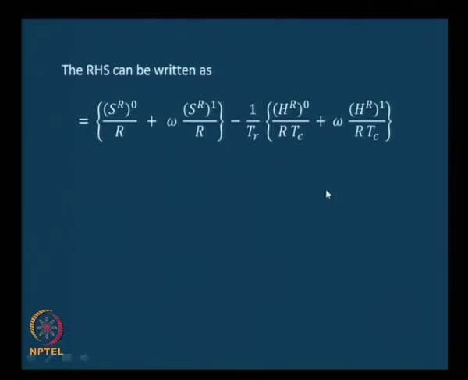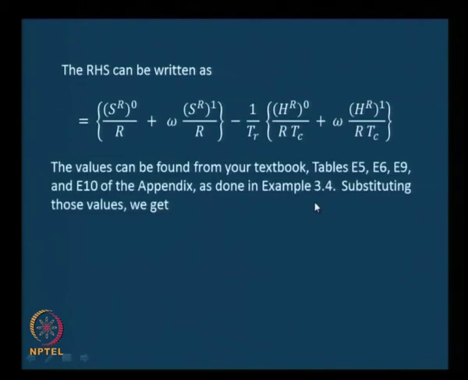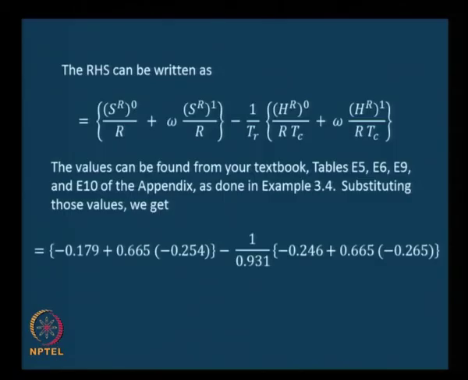Now we can take these values from the tables available in the appendix. These are tables E5, E6, E9 and E10 of appendix E from your textbook Smith, Van Ness and Abbott. This is pretty much similar to what we did in example 3.4, and substituting these values we get SR0 by R was 0.179 and so on, omega is 0.665, SR1 by R was minus 0.254. We have already seen this in the previous example, and minus 1 by TR is minus 1 by 0.931. This term HR0 by RTC was minus 0.246 plus omega times HR1 by RTC, minus 0.265. This turns out to be 0.1053. What was on the left hand side was ln of phi1, and therefore phi1, which is the fugacity coefficient at 1, is the exponential of 0.1053, which turns out to be 1.111.